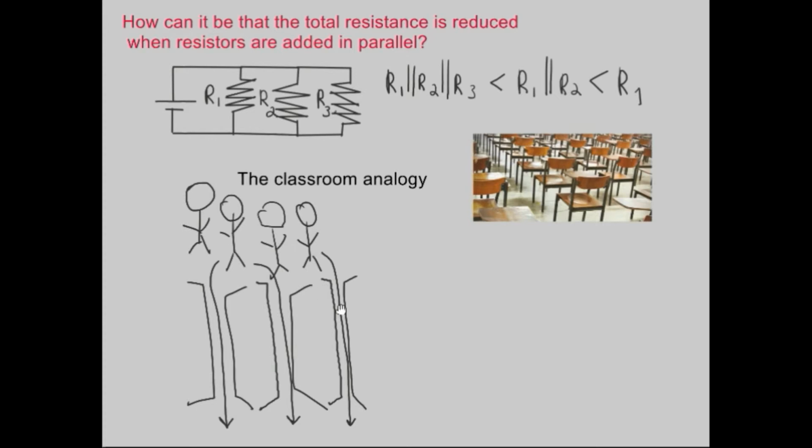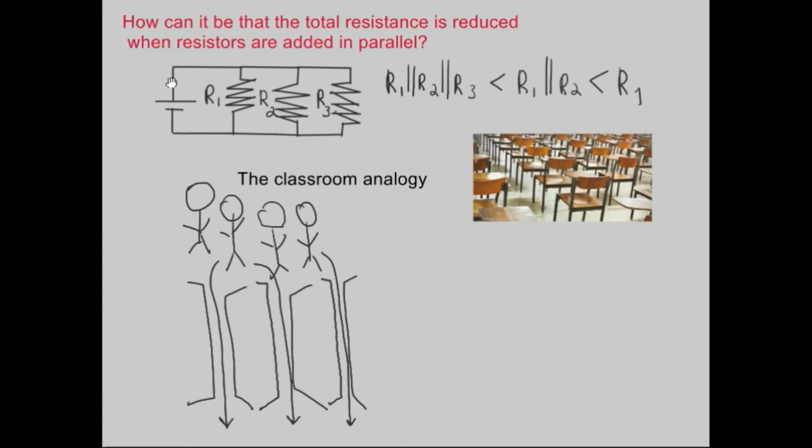You probably guessed it by now. The corridors are my resistors. Three corridors in parallel are like three resistors in parallel. And as you can see, the more corridors you add in parallel, the easier it gets for this group of students to make it to the other side.